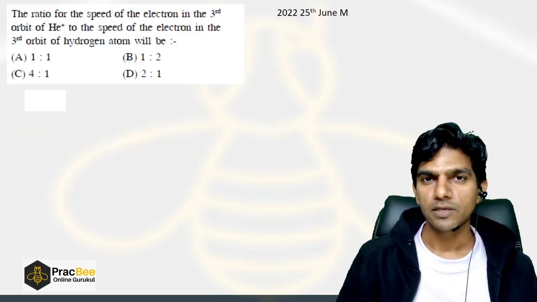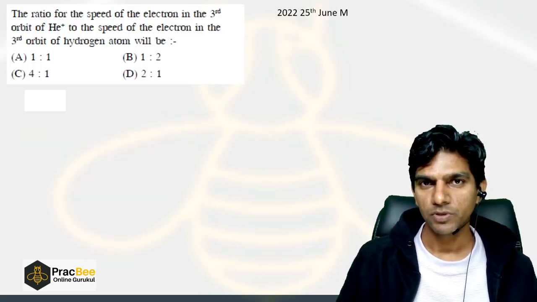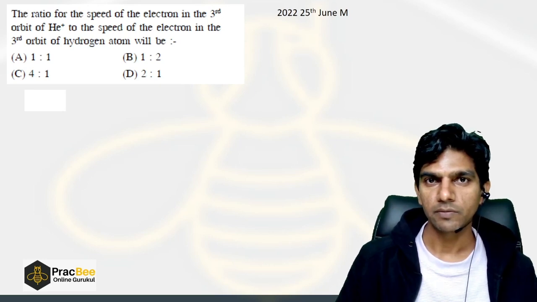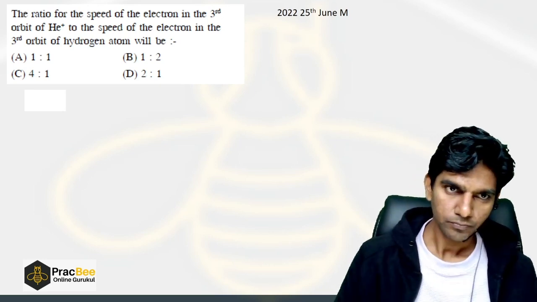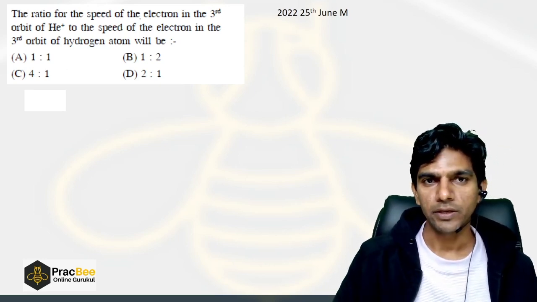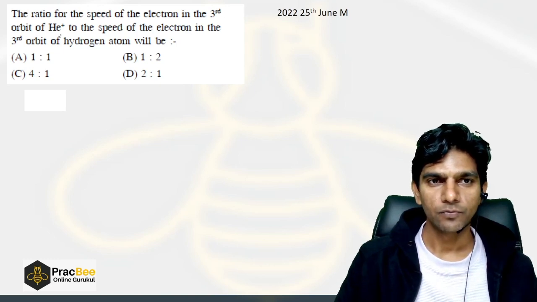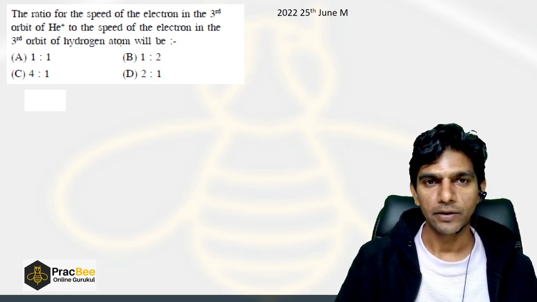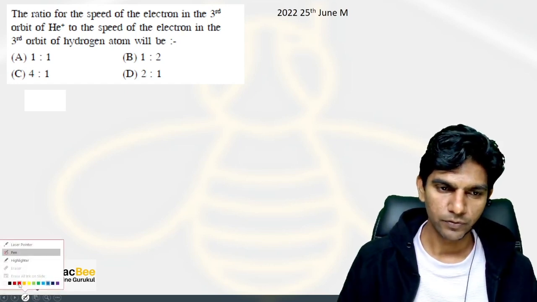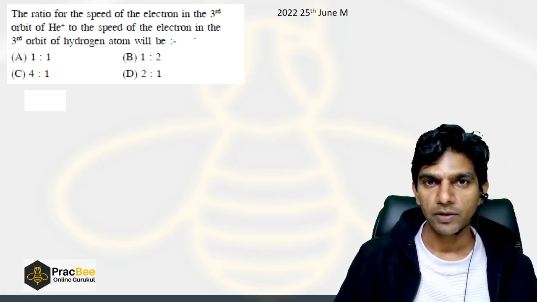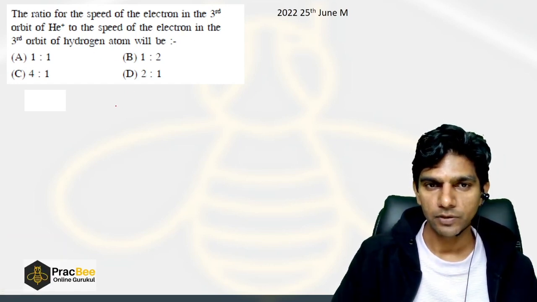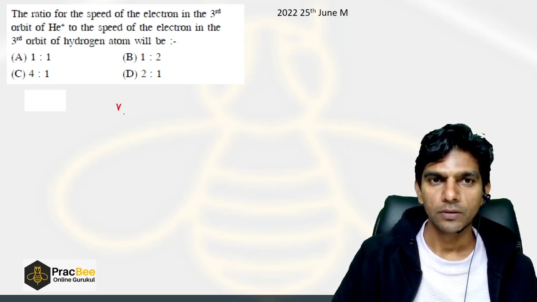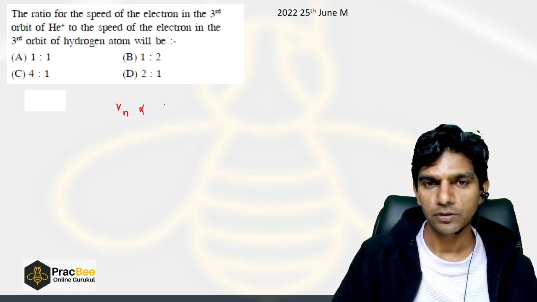Now let us see some illustrations or some previous year's questions based on the concepts that we have studied in Bohr's postulates. The ratio of the speed of the electron in the third orbit of helium positive to the speed of the electron in the third orbit of hydrogen atom will be. What we have given is the speed of electron in the third orbit of helium. First of all, let us see the proportionality. Vn is directly proportional to Z by n.